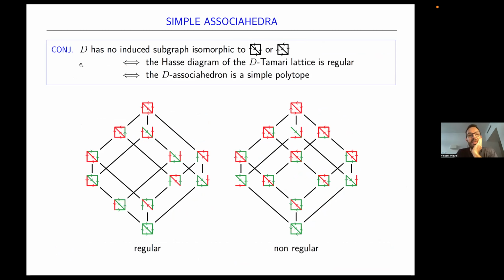It's a question. The question is, can you characterize the graphs for which the associahedron is a simple polytope? So I have a natural associahedron for a graph, and it's not always a simple polytope, as you see here. The Hasse diagram of the Tamari lattice is not always regular. Here it has a vertex of degree 4. But I believe that it's just a very simple characterization. In my paper, I was convinced of a characterization, but it seems to be wrong. So I'm not very sure of the characterization, but I think it should be very simple.